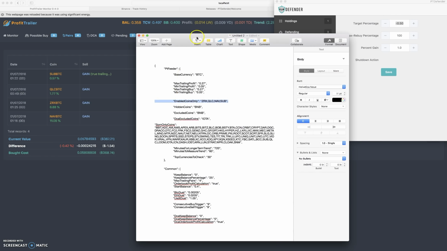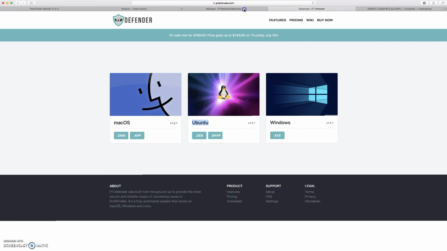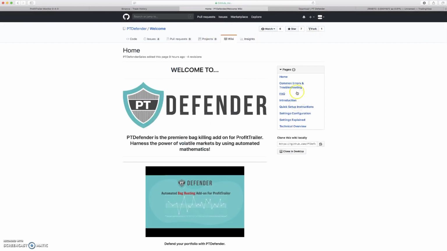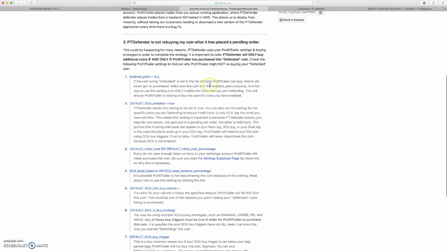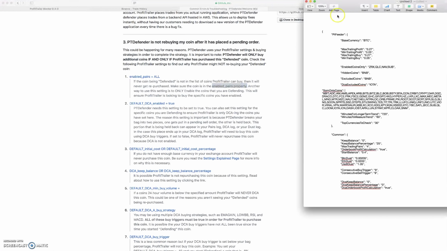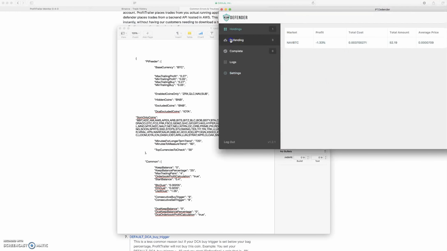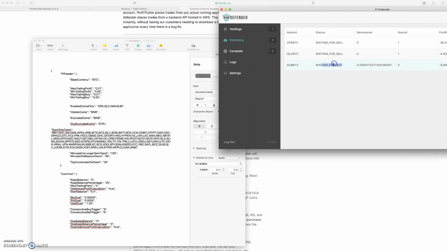Enabled coins only. This is something that was added to the wiki and gave me a decent idea. We can go to the wiki, I think it's this one. Yeah, so it says here, you can do enabled pairs. The biggest problem that everybody is seeing right now, I think, is waiting for buy. This is, for whatever reason, the most frustrating stage for everybody.